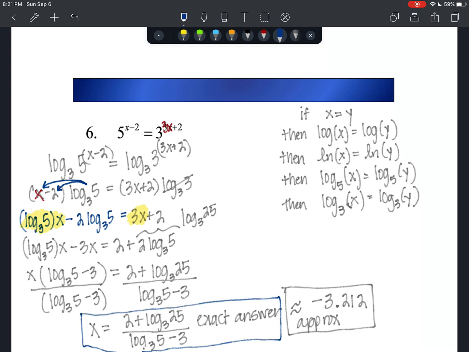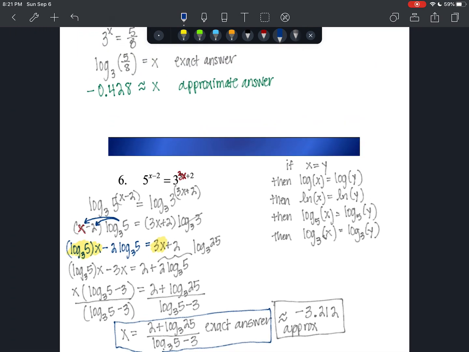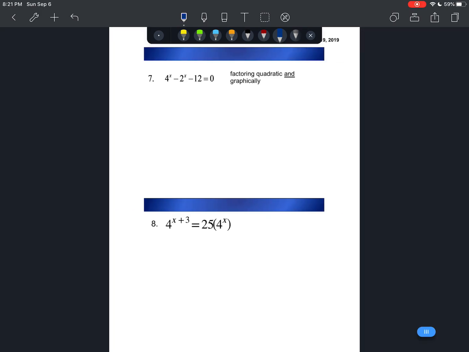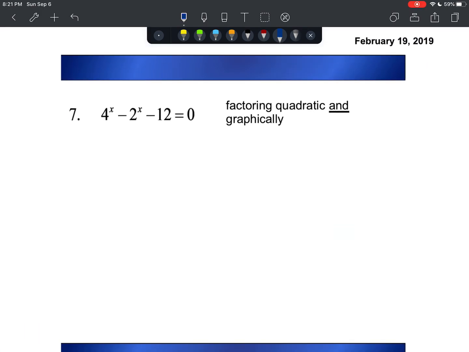And in the homework, you are going to have to do both the exact and the approximate. Using your calculator is important, but being able to manipulate the algebra and come up with an exact answer is the skill that's going to help you when you move on to the next level of math. And that brings us right into factoring.